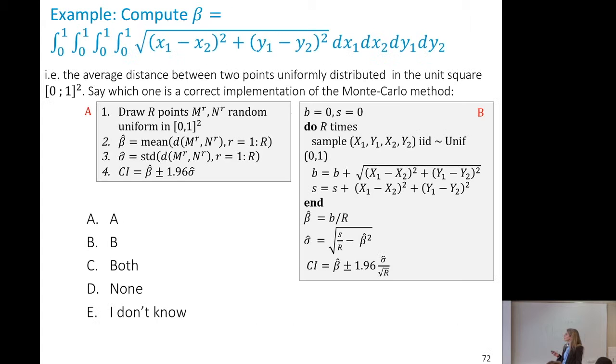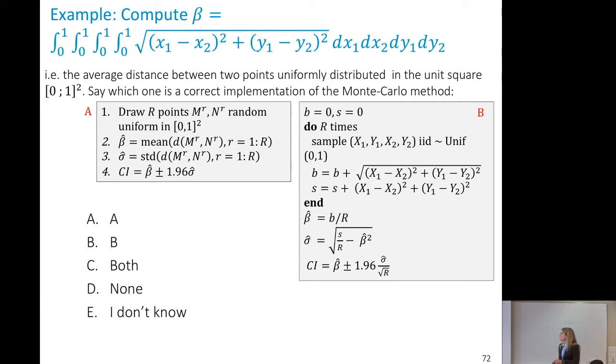So this is a simple idea, and let's see a question for you, how to compute this. So what we want to do here is compute this integral that is the average distance between 2 points that are uniformly distributed in a unit square. Okay, so this shows the distance. The uniform distribution is 1, the PDF, in the unit square. So which one is the correct implementation of Monte Carlo? So let's see A first.